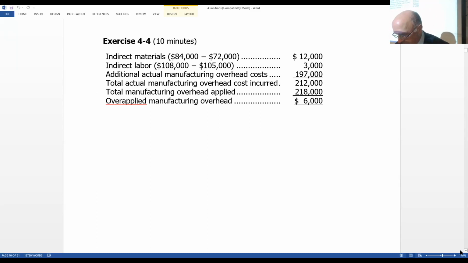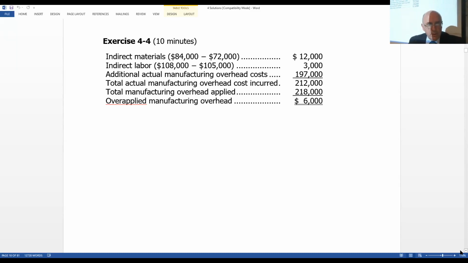Part C, additional actual manufacturing overhead costs of 197,000 were incurred. And Part D, a total of 218,000 in manufacturing overhead was applied to the jobs. So the estimate was 218,000. It was applied, an estimated amount. So the requirement is to determine the underapplied or overapplied overhead. So we have to figure out how much did we estimate that it would be.